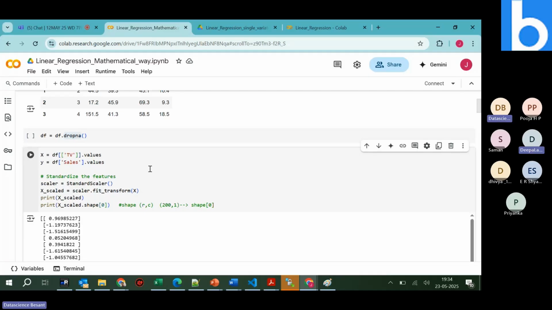Am I audible? You mean to ask about the output of the x and y values? No, not the output of x and y. The representation which I have written.